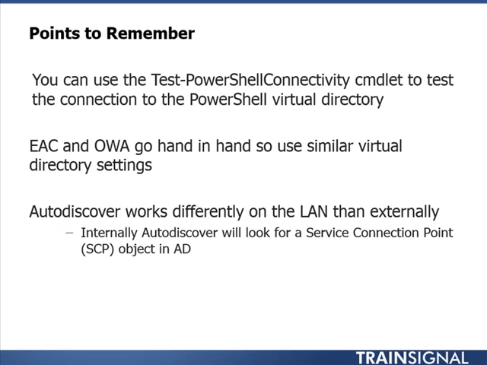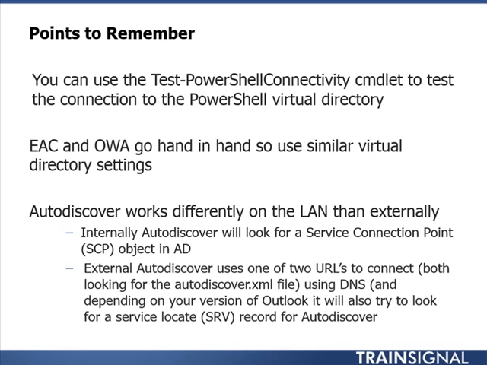Now, if the client cannot contact the Active Directory domain, for example, if it's an external client, then external AutoDiscover uses one of two URLs to connect, both looking for the autodiscover.xml file. It uses DNS to try to locate it. And then depending on your version of Outlook, it will also try to use a server resource record, an SRV record, for AutoDiscover. So that's pretty much how AutoDiscover is different internally as opposed to externally.